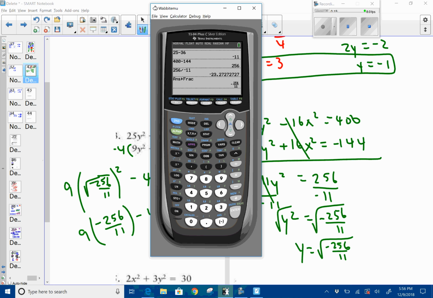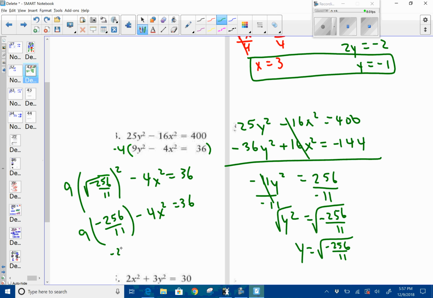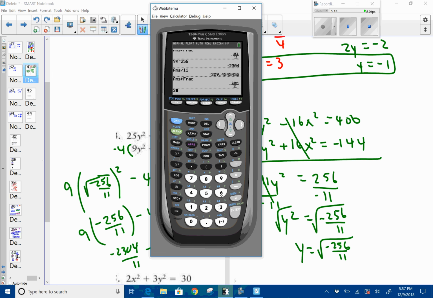So 9 times negative 256 is equal to some crap, divided by 11. Let's see if that helps us. No, it's more crap. Math, frac, negative 2304 over 11. So negative 2304 over 11 minus 4x squared is equal to 36. So I'm going to do 36 plus that answer I just got.